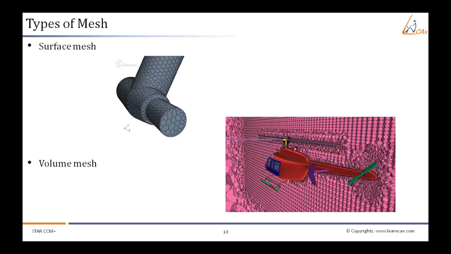As shown here, the first image is of surface mesh. If we look into the interior volume as shown in the second image, we see the volume mesh. Volume mesh is 3D and surface mesh is 2D in nature.